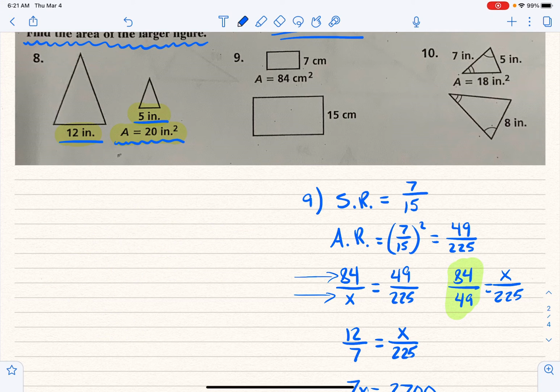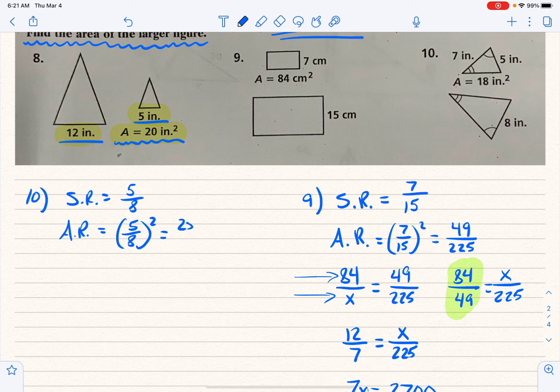Okay, so number 10. Number 10, what do we start with? We've got the similarity ratio. Similarity ratio is 5 to 8, so therefore the area ratio, we just take that and square it. We go 5 to 8 squared gives me 25 to 64. We got the area of the smaller one is 18. So we say 25 is to 64 in the same way that 18 is to some unknown. Let's cross multiply. That gives me 25x is equal to 64 times 18. Let's see. That's going to be a pretty big value.